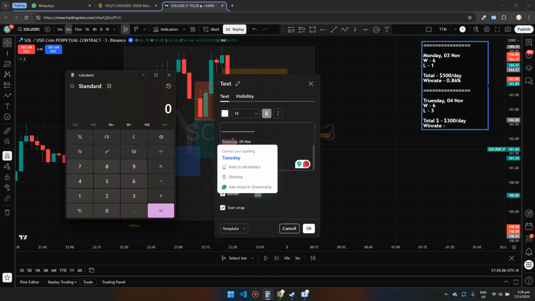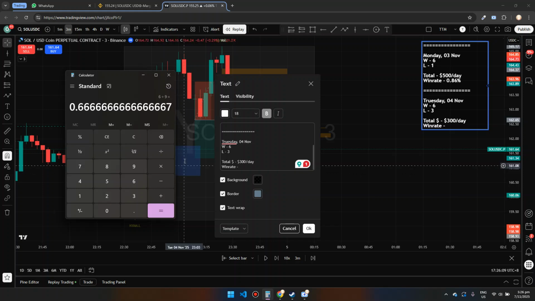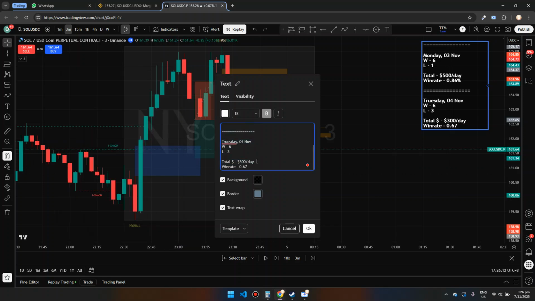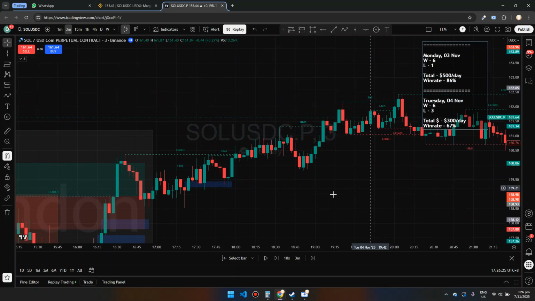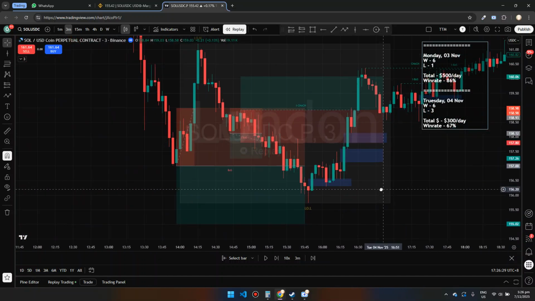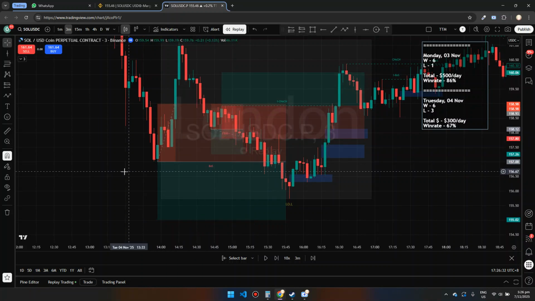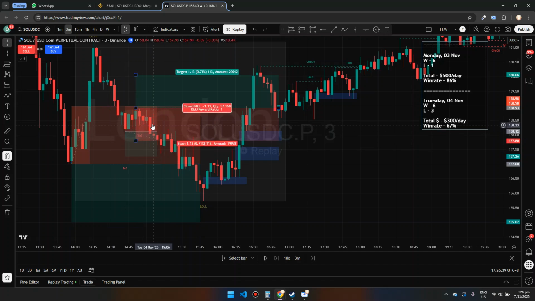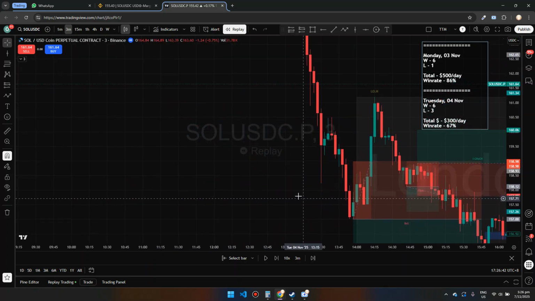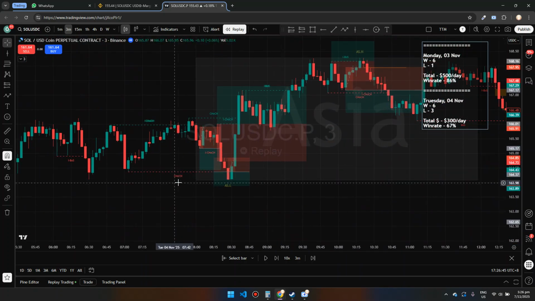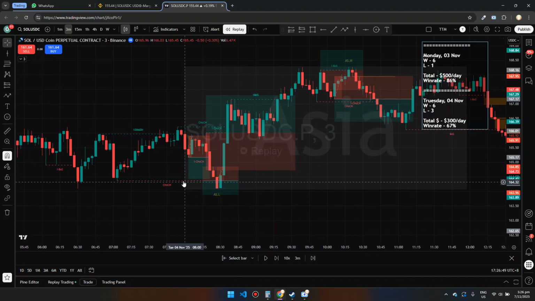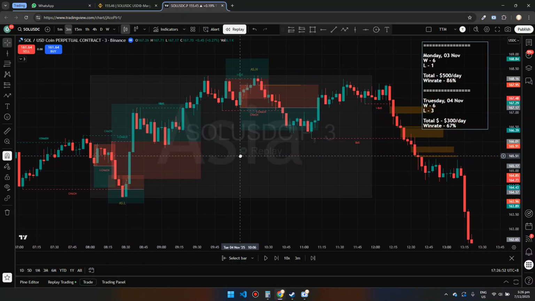I'm already noticing something that I think can be improved. For example, this is an external BOS. The trade didn't work out because it is a booster of the internal change of character. This is also an external change of character. It didn't work out because it's the booster of this internal change of character.